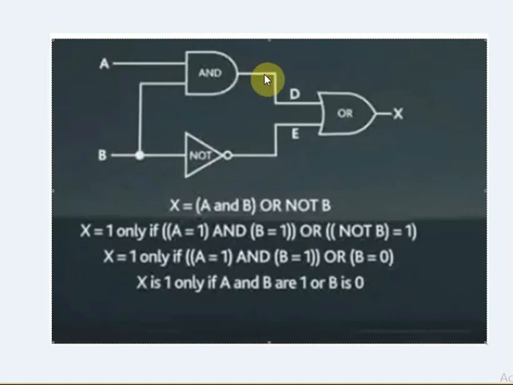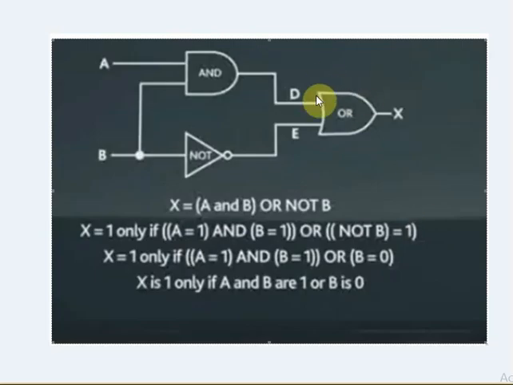Now see the Boolean expression. A and B or not B, right? This is the Boolean expression. These are just additional things, right? Again, now you can read it and understand this. That is very important. X is 1 only if A is equal to 1 and B is equal to 1, or not B is equal to 1. Very simple. Now you should be able to understand this, right? Even though the line is lengthy.